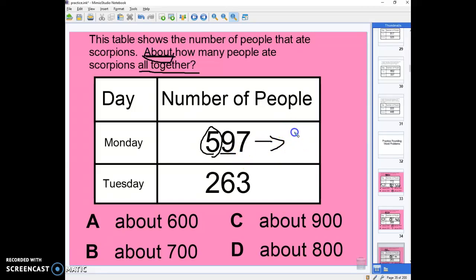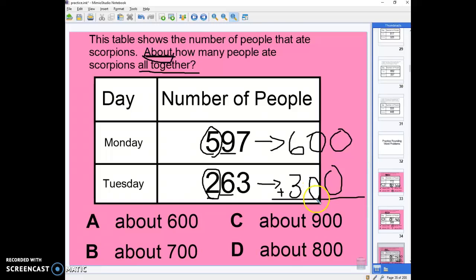597 rounded to the nearest 100 would be 600. And then 263 rounded to the nearest 100 would be 300. I've only done half my problem now because I just figured out what the "about" is, what they are rounded. So now it says altogether. Altogether I know means I need to add. Adding 0 plus 0 gets me 0, and 0 and 9. 6 plus 3 is 9. And that's an option right here. So it looks like I'm good to go.